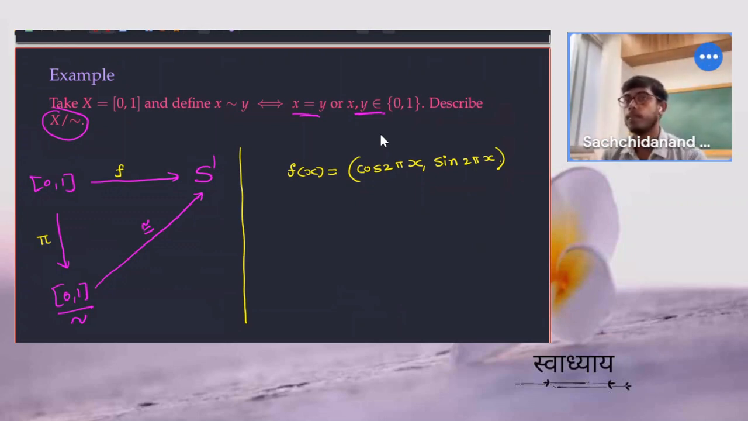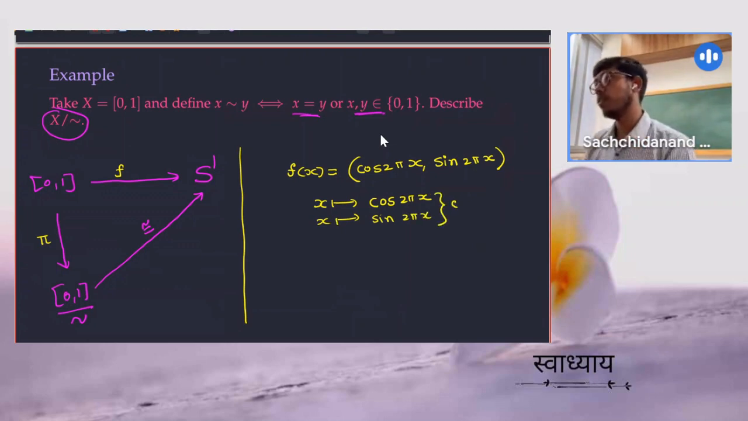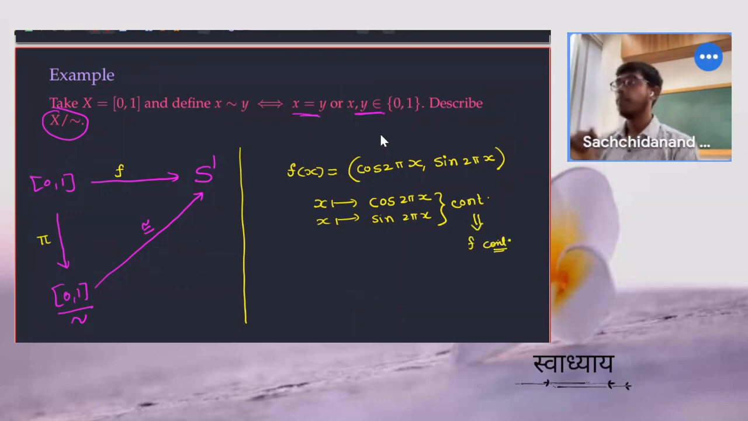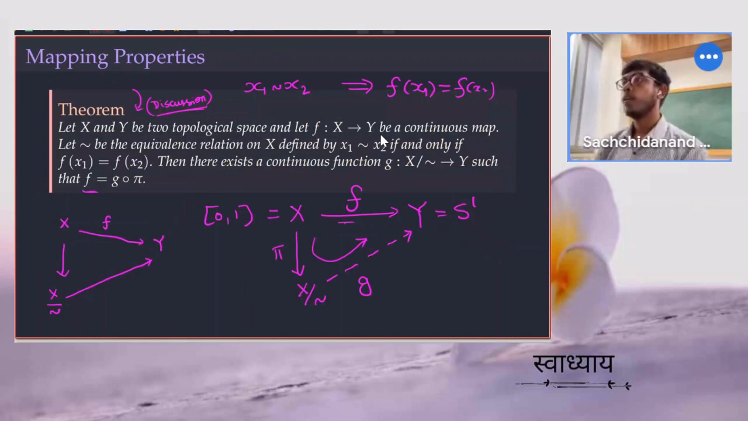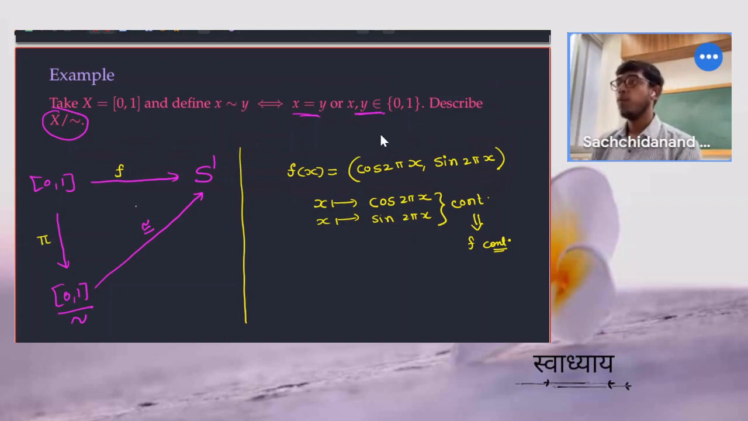And why is it a continuous map? Since cos 2 pi x and sin 2 pi x are continuous functions. So x maps to cosine 2 pi x and x maps to sine 2 pi x. Since these two are continuous, this implies that f will be continuous. So now I got a continuous map. Now let's go back to the theorem. So f from x to y is a continuous map, and if you have an equivalence relation and f preserves the equivalence relation, see, what is f of 0 under this map?